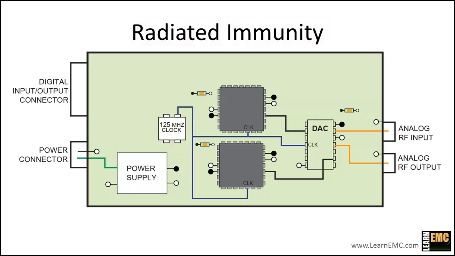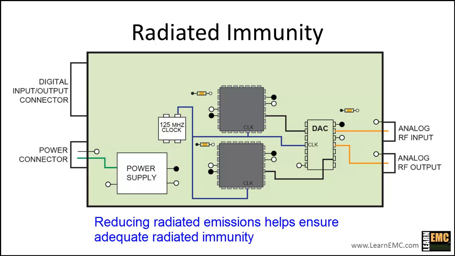We want our circuit board to have immunity to radiated signals from sources off the board. Fortunately, the steps we took to reduce radiated emissions should, in this case, also ensure adequate radiated immunity. This works because the same antenna structures and coupling mechanisms are involved in both radiated emissions and radiated interference.